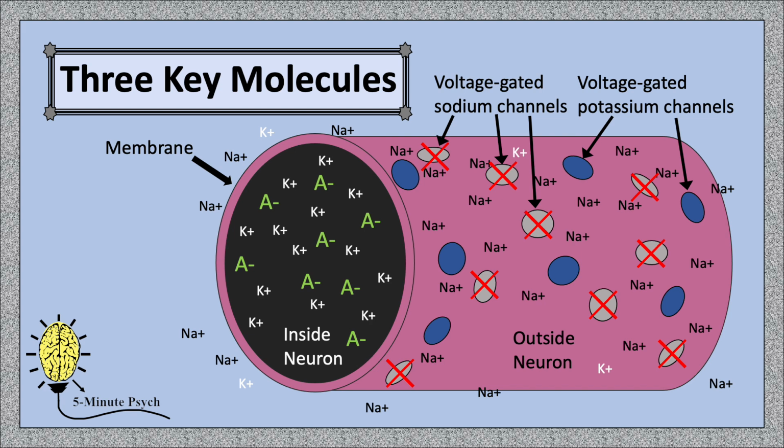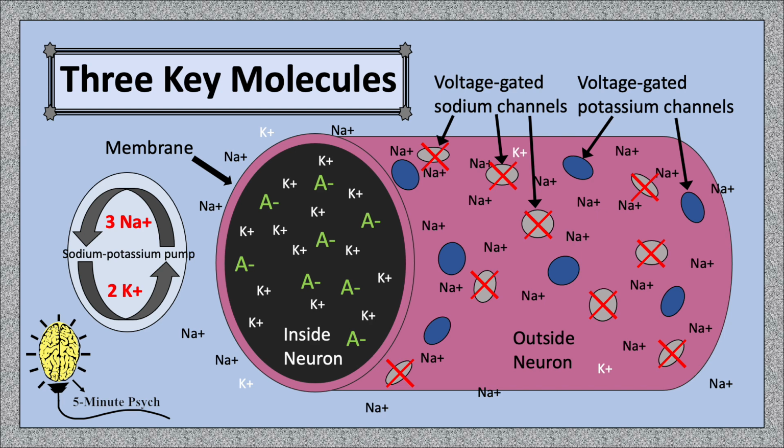Plus, each neuron is equipped with a sodium-potassium pump that works continually to kick out 3 sodium ions in exchange for 2 potassium ions. This excess of positive on the outside from sodium, combined with the negative organic molecules on the inside, means the inside of the cell has a negative charge relative to the outside.